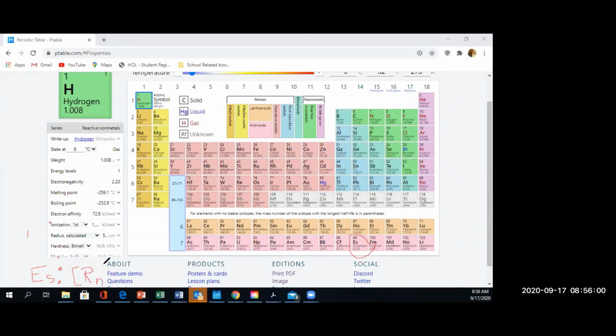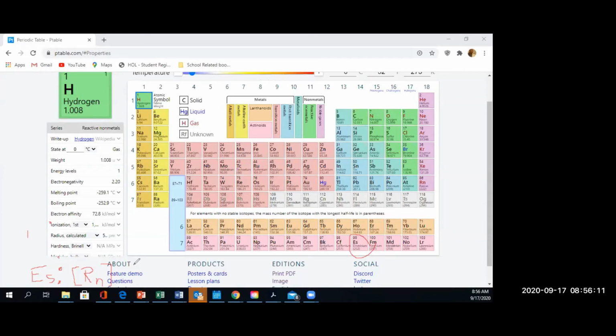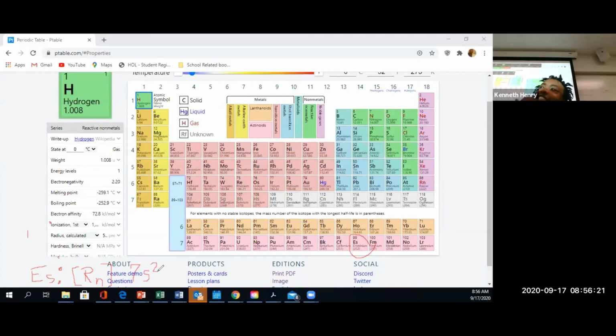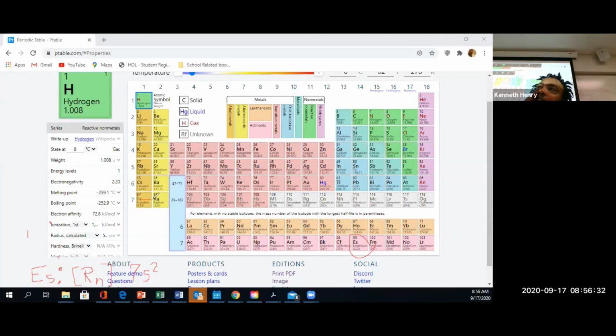And then after that, is it 6s to the second? Not 6s, because radon's already past the 6th. 7s to the second. Never mind, 7s to the second. Okay, and then what's after the 7s? 5f to the 11th.